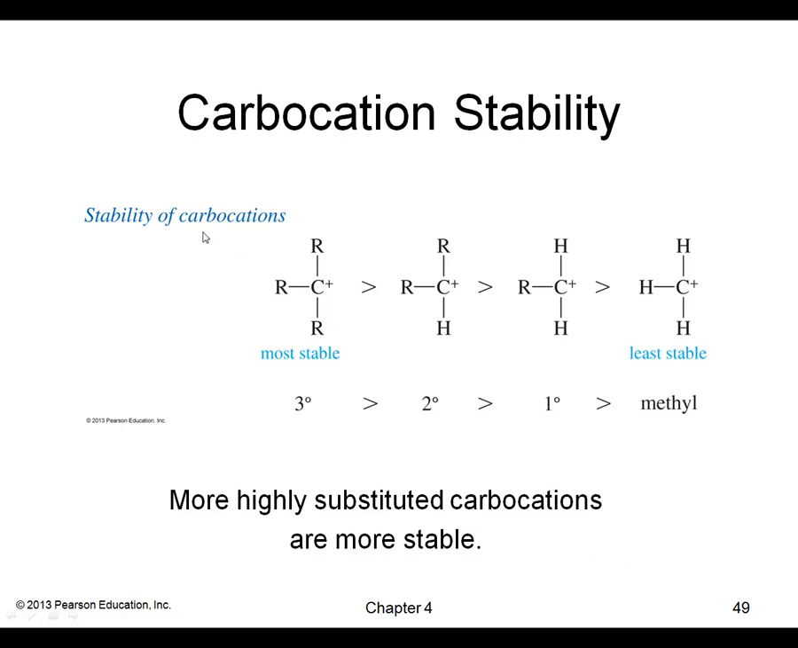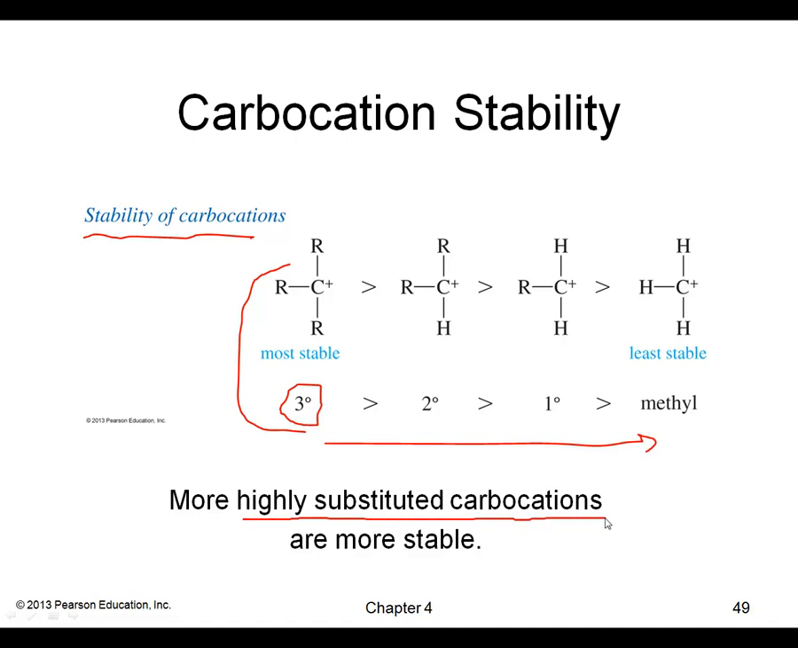The stability of the carbocations is the same stability order as that of radicals. So the tertiary is the most stable, and as I go down this way, I get less stable. So again, the more highly substituted carbocations are the most stable.